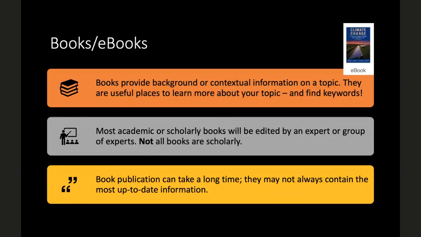Remember that book publication can take a long time. Books may not always contain the most up-to-date information. Journal articles, like we talked about earlier, usually have much more current information. When searching for an online book in the library, look for this symbol beside the source where it says book or ebook.